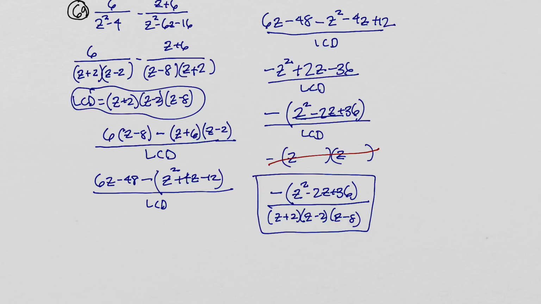So you could write what we have in the box here, or you could write negative z squared plus 2z minus 36 all over that LCD, which is z plus 2, z minus 2, z minus 8. Either one of these is going to work.